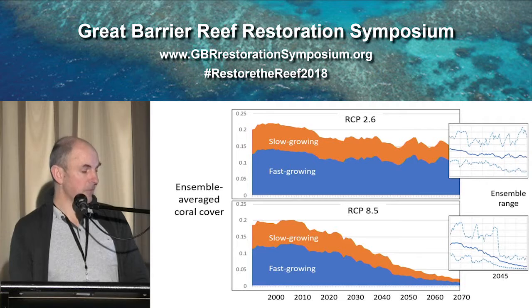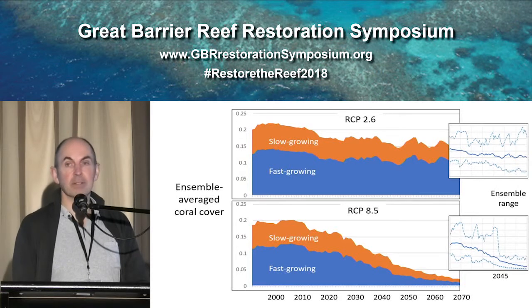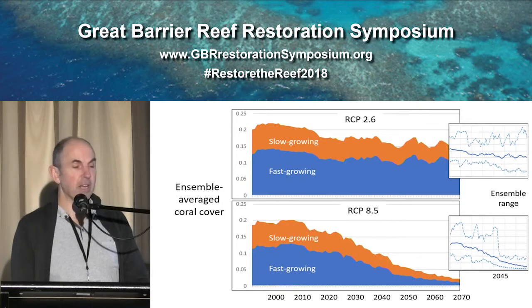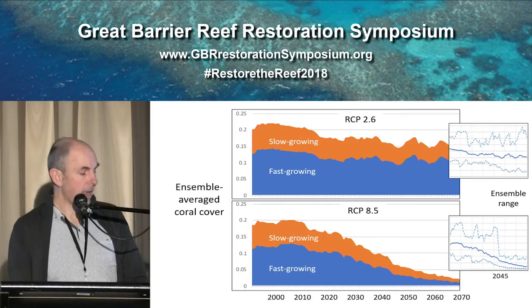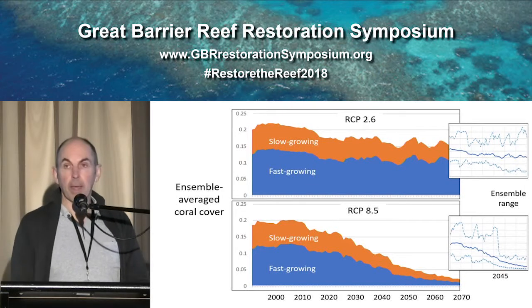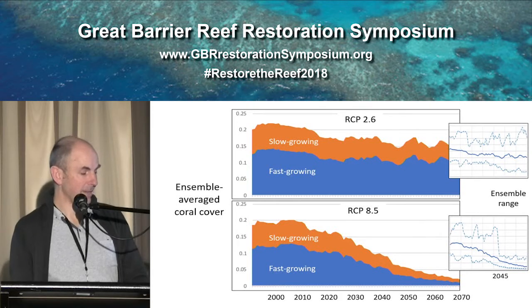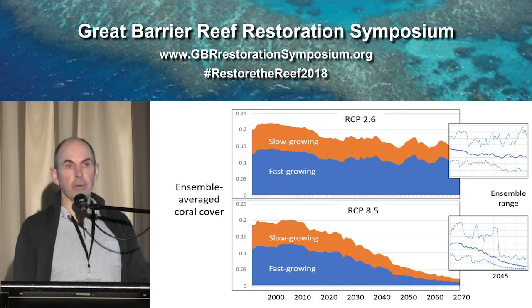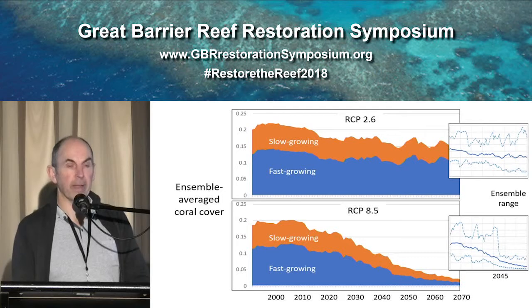And so the top graph there is a fairly modest climate change scenario. And as you can see, there's a decline, but it's manageable. This is with no intervention, I should add. And the lower plot there on the left is the one I showed you previously with a strong decline and a fairly bad outcome. The small plots on the right-hand side give you an idea of how much variability there is across those ensembles. So that's the full range of outcomes.